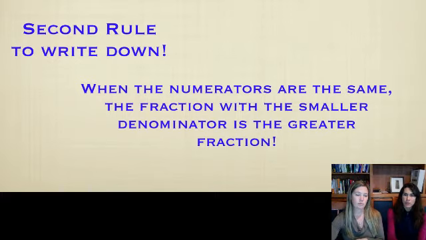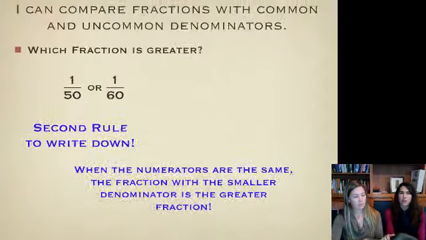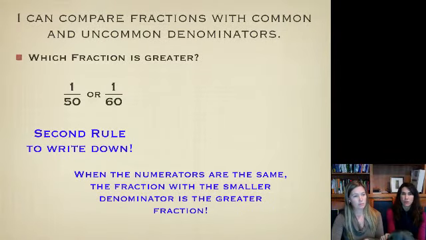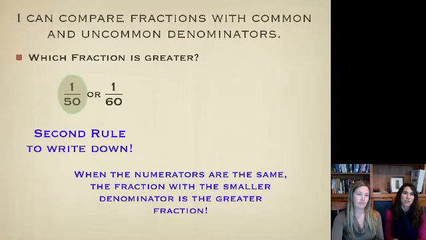But pause for a moment, jot that down, and then we can take a peek at these fractions. So our first example, we have 1 over 50 or 1 over 60. And so like we were saying, the numerator is the same. It's just whatever denominator is smaller that actually has the greater fraction. So you should have 1 over 50. 1 over 50 is greater in this case.